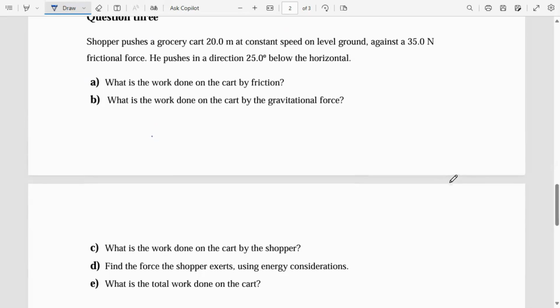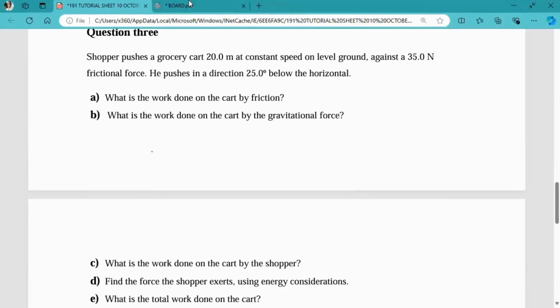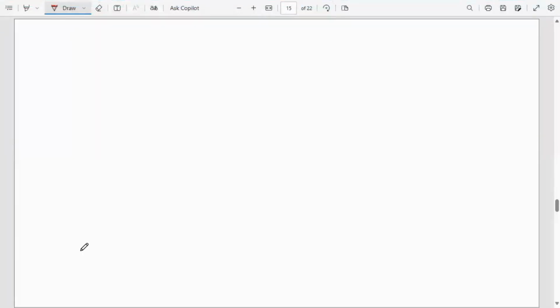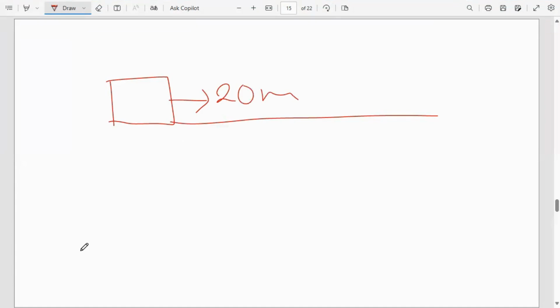So starting with A, to say what is the work done by friction on the cart, we're going to go to our blank page and put on a free body diagram here. So this is the cart. It is going on level ground, which means it's going in that direction for 20 meters. But the force applied by the shopper is at an angle of 25 degrees below the horizontal, like that. And remember, there's a force of friction back there. So this is the data that we have.